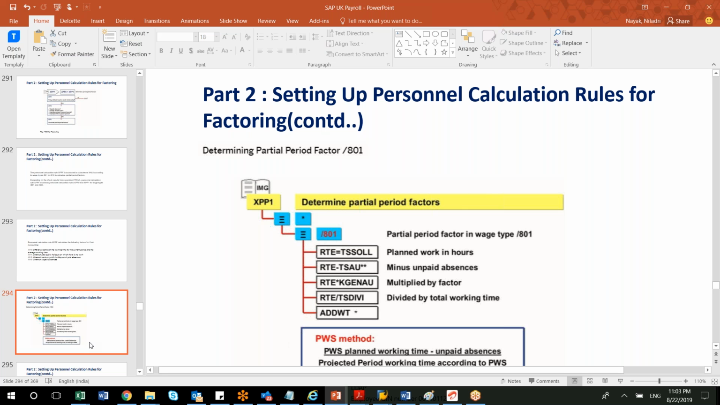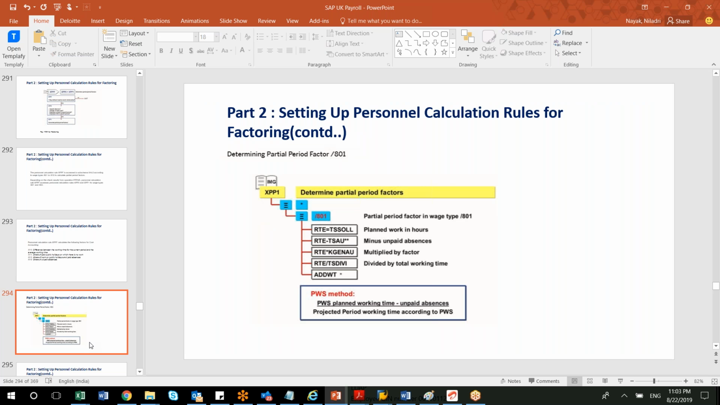The basic formula here is called PWS, the period work schedule method. Whatever planned working time you have will be in the numerator, minus unpaid absences, whether 8 hours or 16 hours. This is divided by the projected period working time according to the PWS. Suppose for a particular month we have considered 8 hours per day, then accordingly it is your projected working time for that particular month.